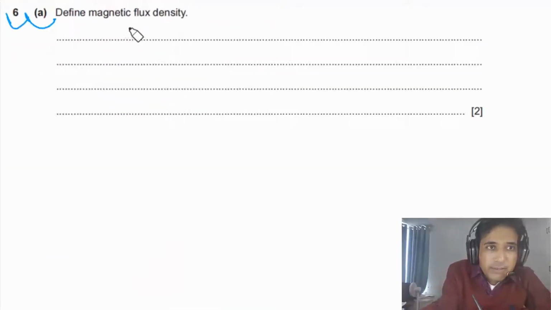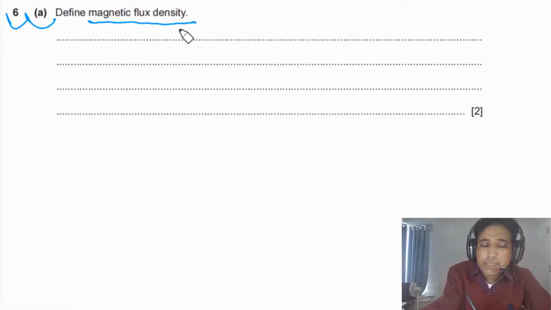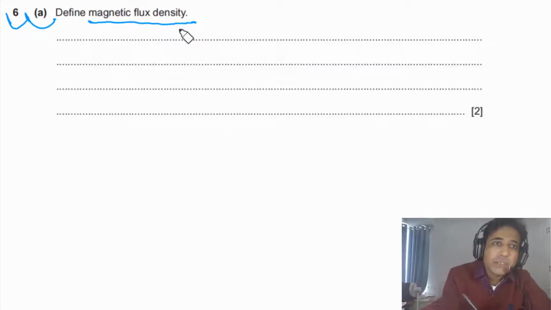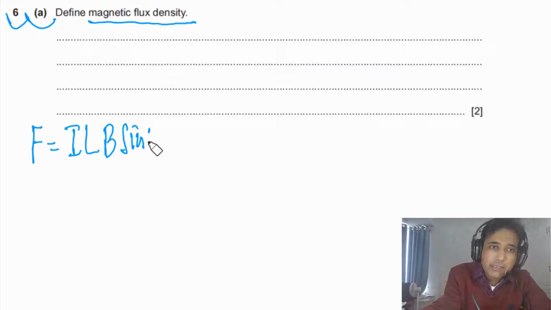Question 6, part A says, define magnetic flux density. So first of all, we need to understand magnetic flux density is a quantity. So we need to define this one in terms of other quantities. In order to define this one, first of all, we need to write down the equation that links magnetic flux density. So here we have B, magnetic flux density.